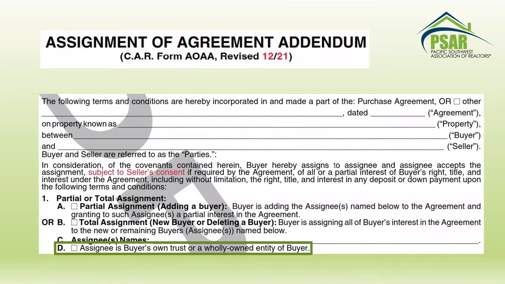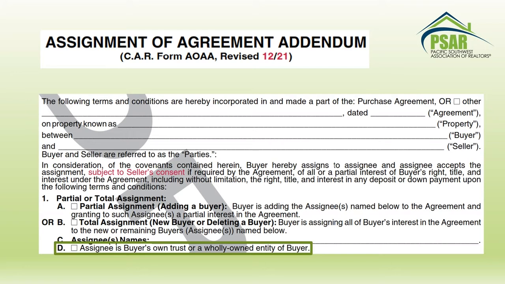What I have on the screen are the red lines. So it just shows what the changes were, and that's mostly what we're going to focus on. So if we look at the AOAA, this is the form that we utilize anytime we're going to add a buyer, or delete a buyer, or assign the contract altogether.